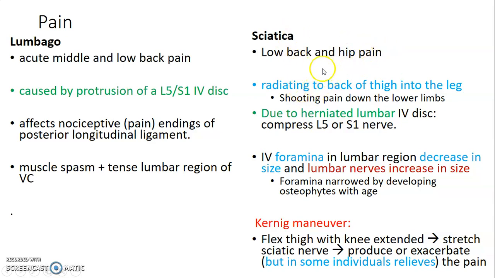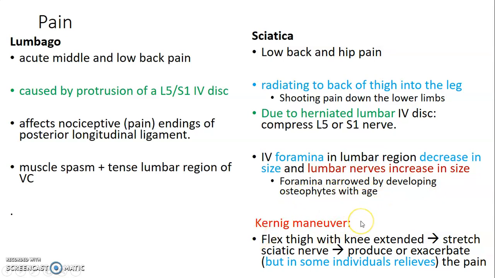Why is there back pain and hip pain? This pain actually starts from the back, but it radiates and shoots to the lower limb, to the thigh, into the leg. Why? A herniated disc compresses the L5 and S1 nerve. Okay? When you compress the L5 and S1 nerve, these nerves actually go all the way to the leg. So there's a decrease in size of the intervertebral foramina, and lumbar nerves increase in size as you go downwards. In the lumbar region, intervertebral foramina become smaller, but lumbar nerves become bigger. And why are the foramina smaller? They are being narrowed even some more by the osteophytes with age.